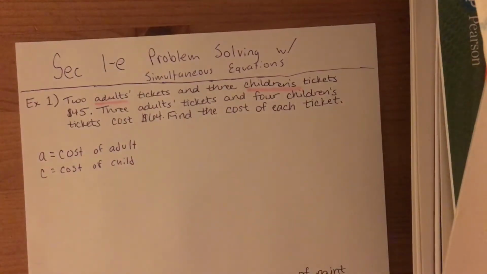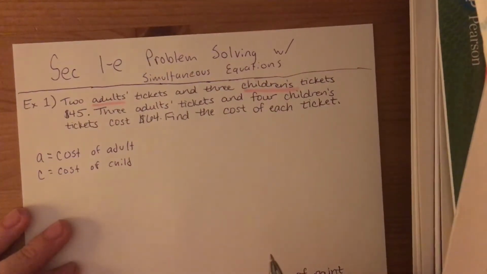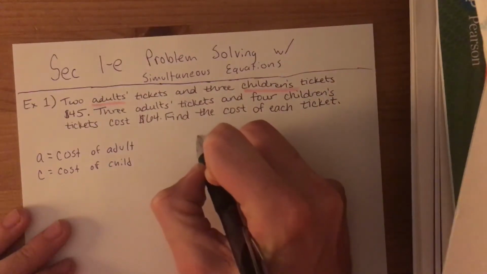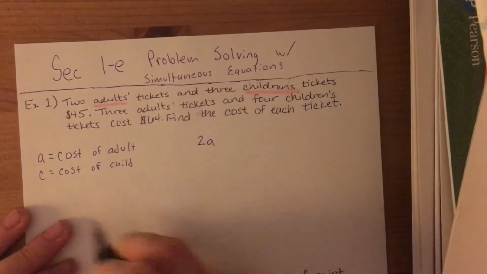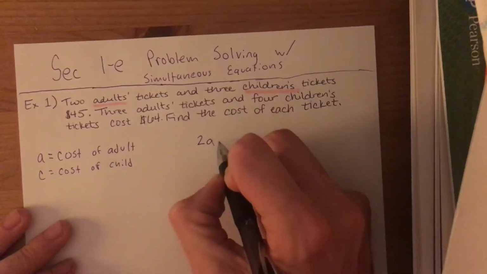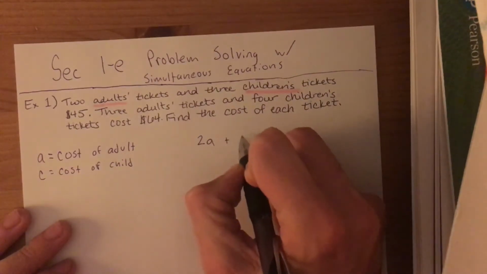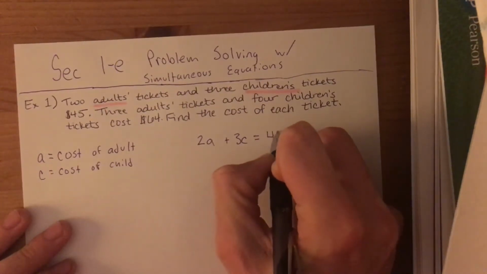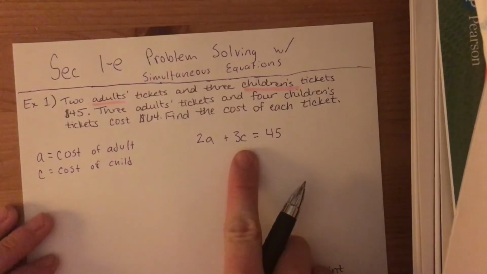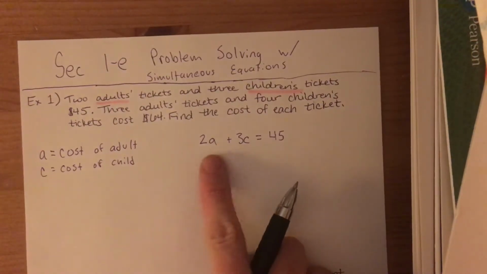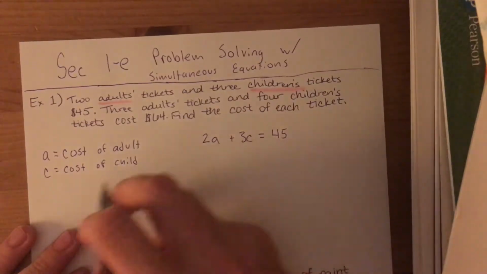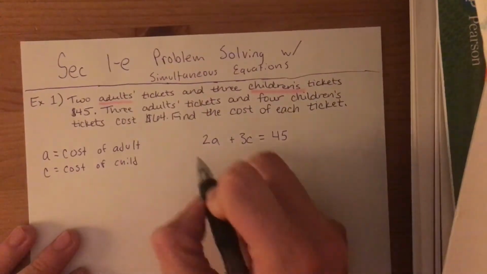So then what we can do is we can write an equation that represents this. So if I get 2 adult tickets, which I'm going to represent as 2A, and 3 children's tickets, plus 3C, that's going to be equal to $45. So that's the first equation right there. Now, as of right now, I can't solve this equation because we have 2 variables, no math operations we can currently do with that.